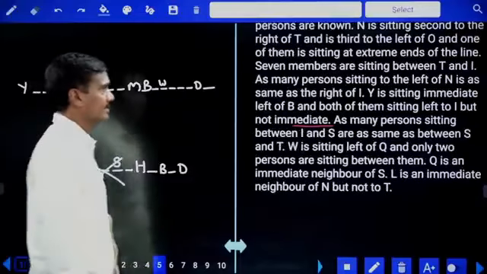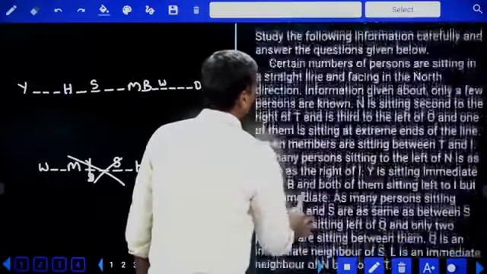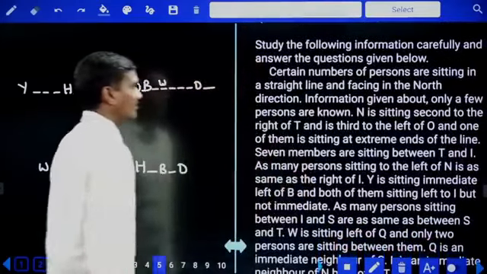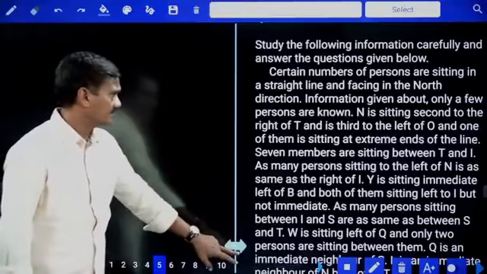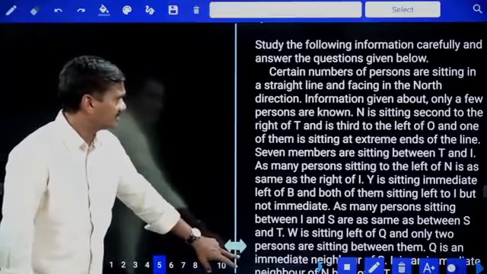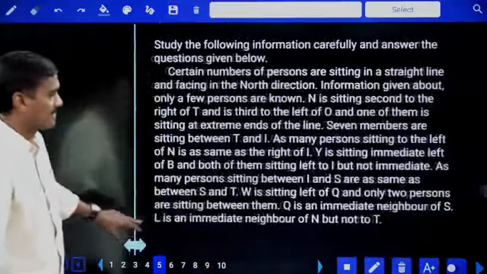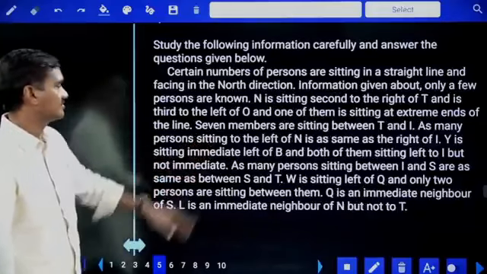Next one, set number 5 is again based on row arrangement, and a certain number of persons are sitting in a straight line. Now the direction facing towards north is given. Okay, then start working out this one, facing towards north.